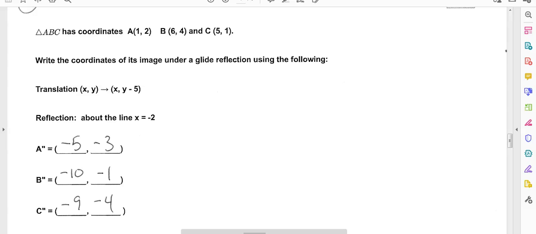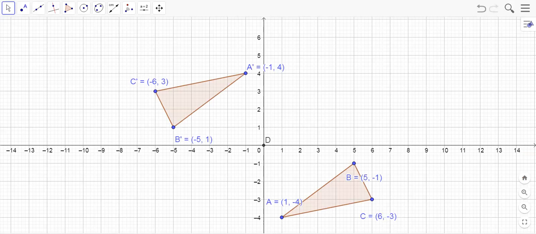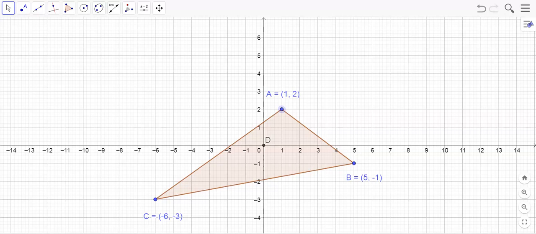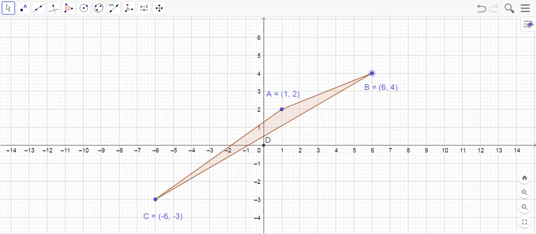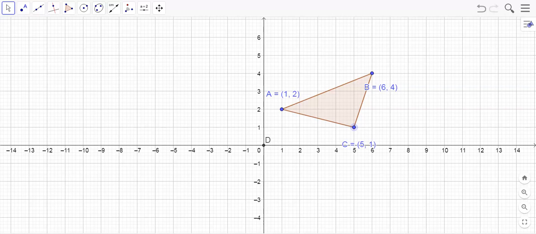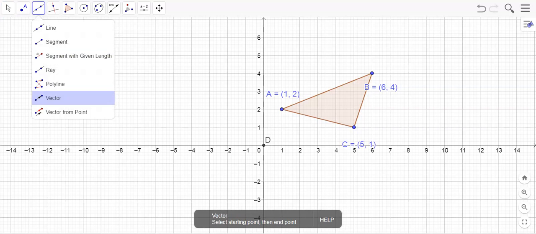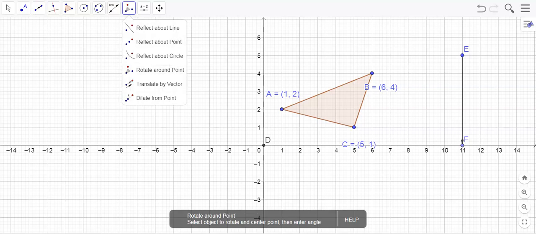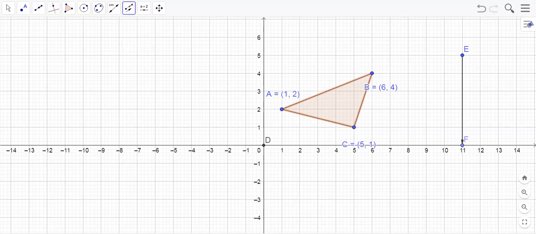So let me get the triangle first. A is 1, 2. B was 6, 4. So B's got to go up to 6, 4. And then C is 5, 1. And we needed to go down 5 and then flip it over, x equals -2. All right, well, let's do down 5 first. I'm going to make a vector, and I'm just going to say, hey, let's just go down 5. Lock it in. So translate this guy straight down 5.